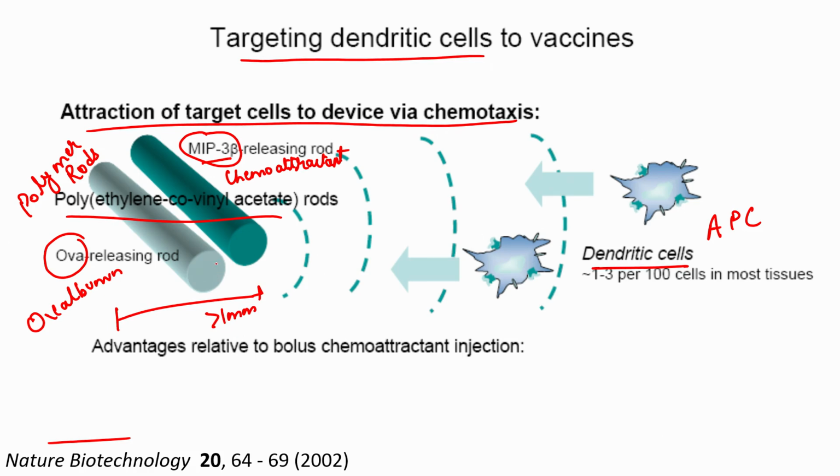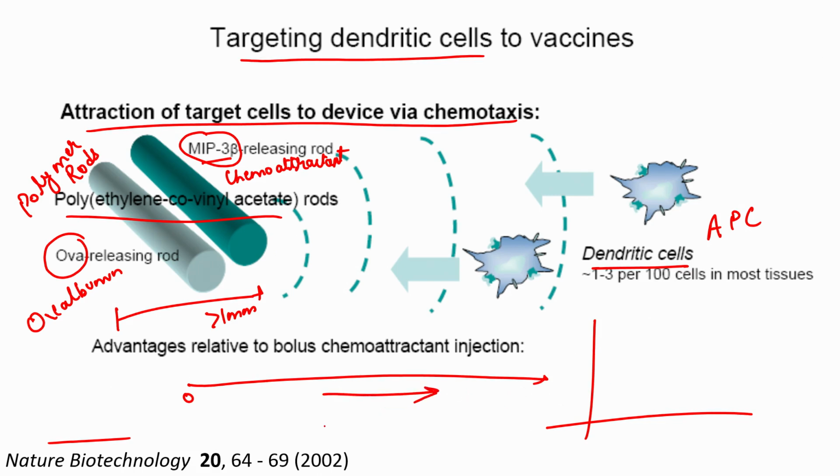So what will happen is they will create a depot wherever they were injected or implanted. Because this MIP-3 alpha is being released, if I say that this is my axis through which I am measuring, so if this is 0 and this is increasing x, what you will find is the concentration is highest near the rods, as the rods are the ones producing it, and then MIP-3 alpha is diffusing out into the system. So as you move further away, you will see that the concentration of MIP-3 alpha is decreasing away from the site.